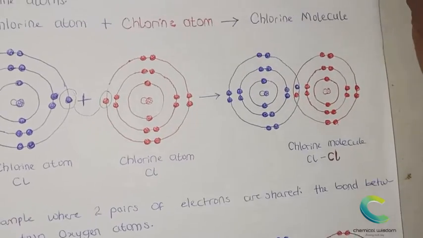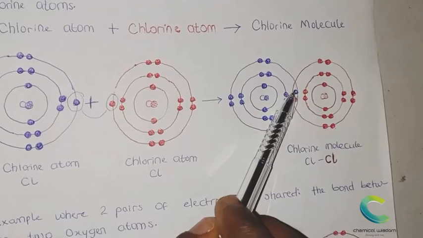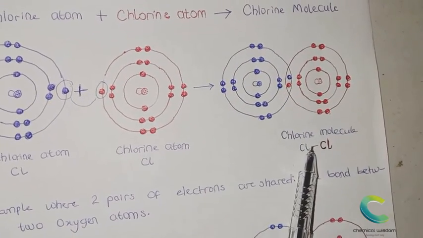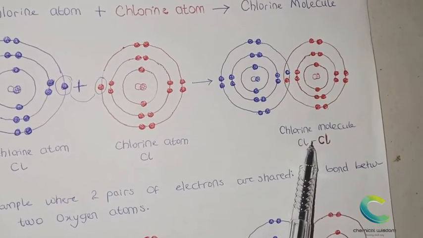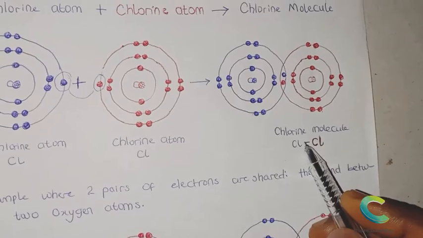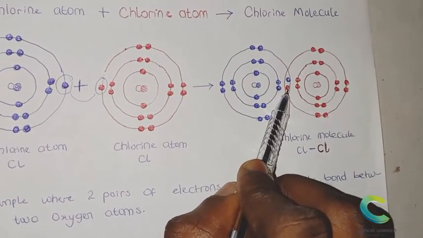Okay, let me show another example. Because only 1 pair is being shared, you see this 1 pair. 1 pair means 2 electrons are shared. That's why the diagram of the molecule of chlorine has only a single line linking the 2 atoms. This single line represents that only a pair of electrons is being shared.